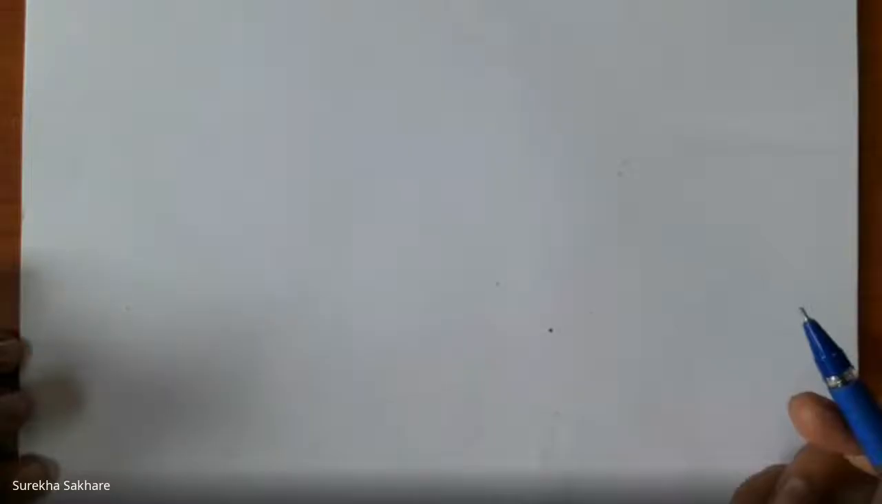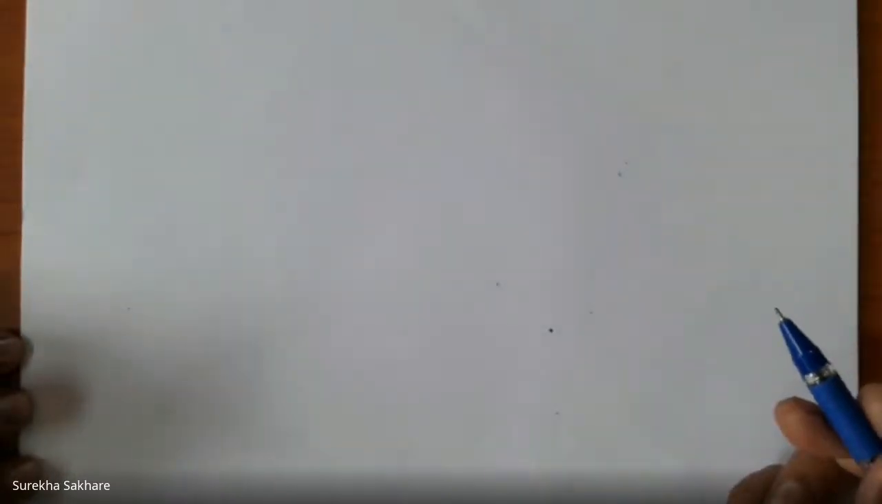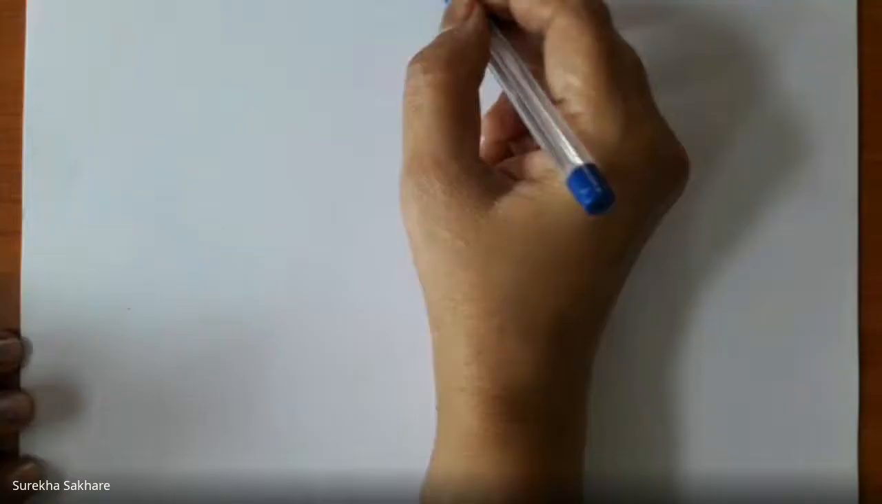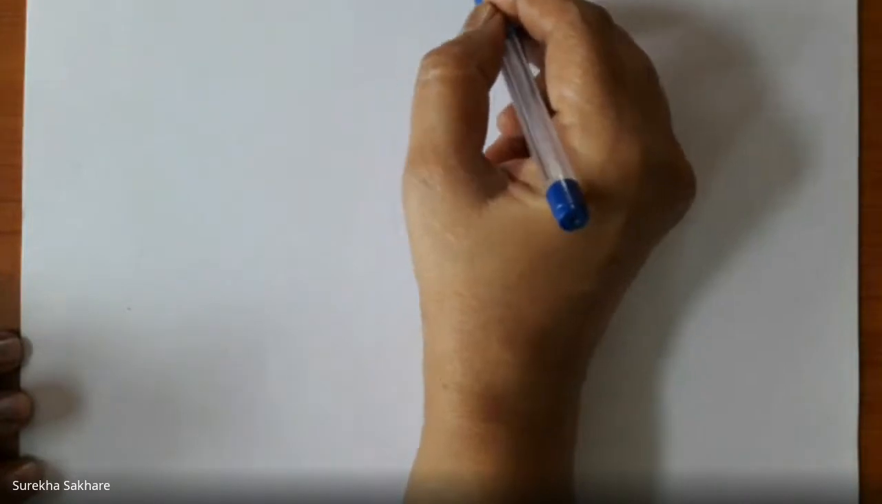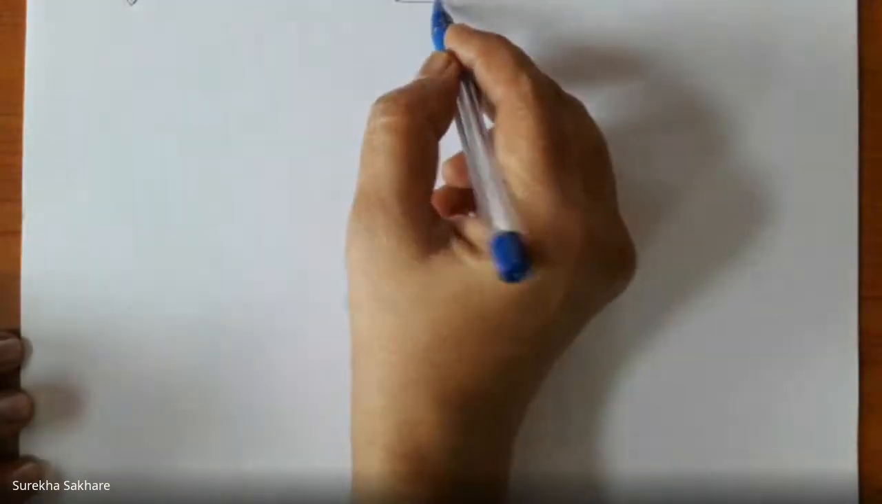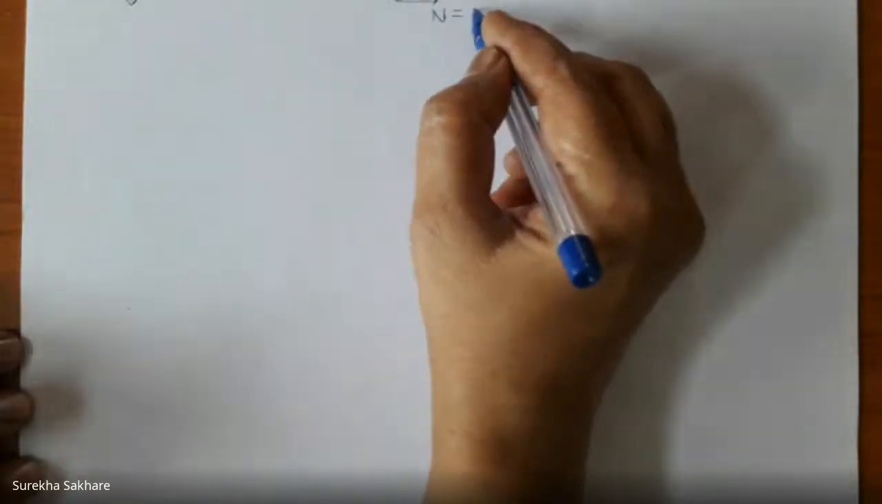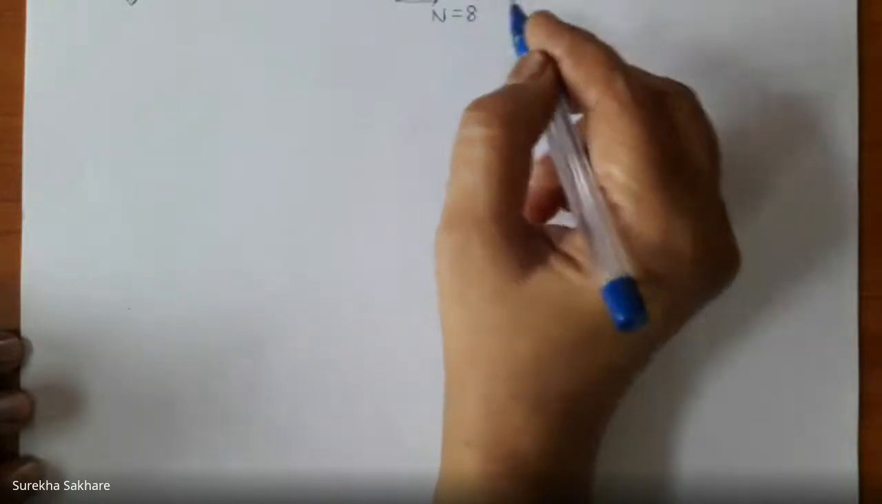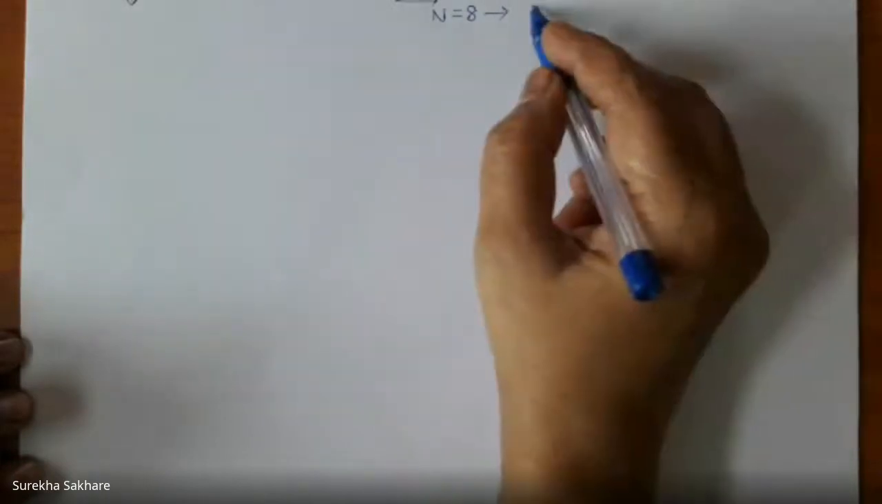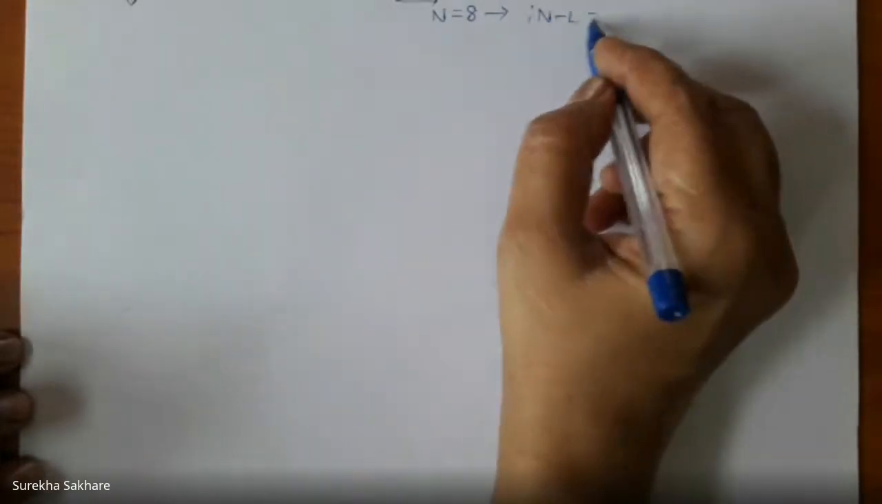We are given x of n, which we already know is 1 by 3, 1 by 3, 1 by 3. But we want to find the 8-point. So take this to periodicity of 8. So we have the length L equal to 3. So N minus L, that is 8 minus 3, is equal to 5 zeros.